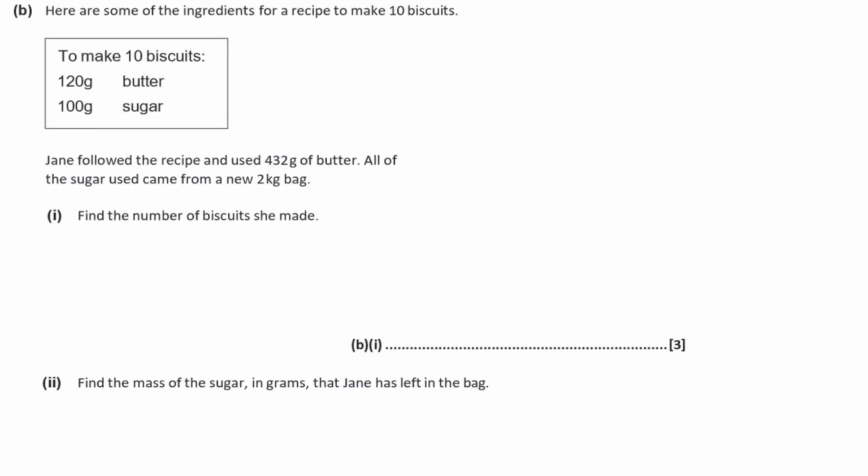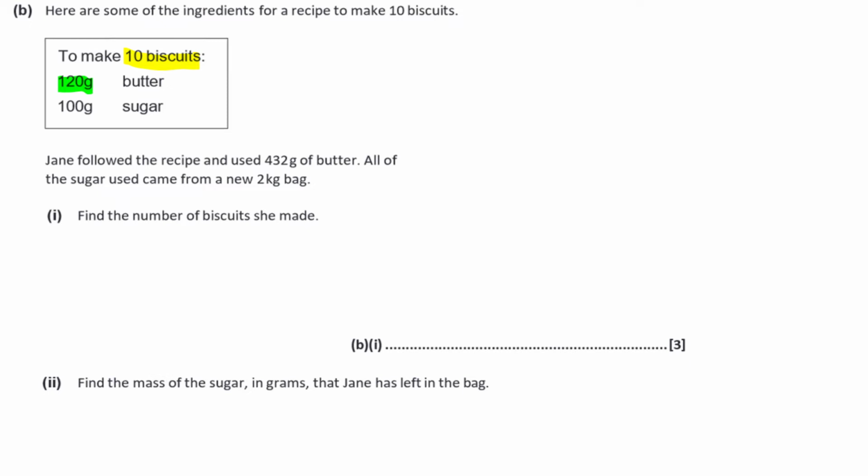Part B says, here are some of the ingredients for a recipe to make 10 biscuits. To make 10 biscuits, 120 grams of butter is required and 100 grams of sugar. Jane followed the recipe and used 432 grams of butter. All of the sugar used came from a new 2 kilogram bag. Find the number of biscuits that she made. Okay, well, if she can make 10 biscuits with 120 grams of butter.